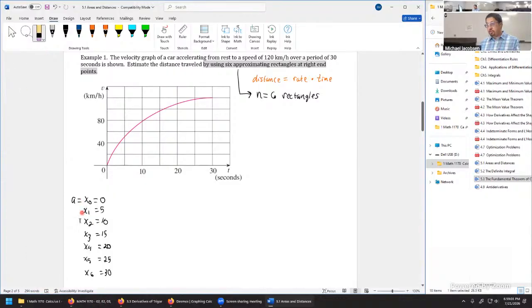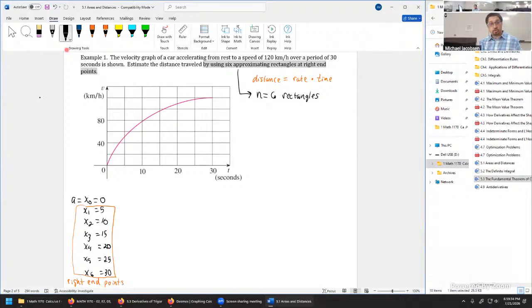So those are going to be the actual values. We're partitioning 0 to 30 in order to get rectangles out. Velocity is not going to be constant from 0 to 5 seconds, but if we use an estimated value somewhere in there, at least we're not going to be estimating as bluntly as we did before. This says to do this at right endpoints. What they mean by that is these in particular are the right endpoints.